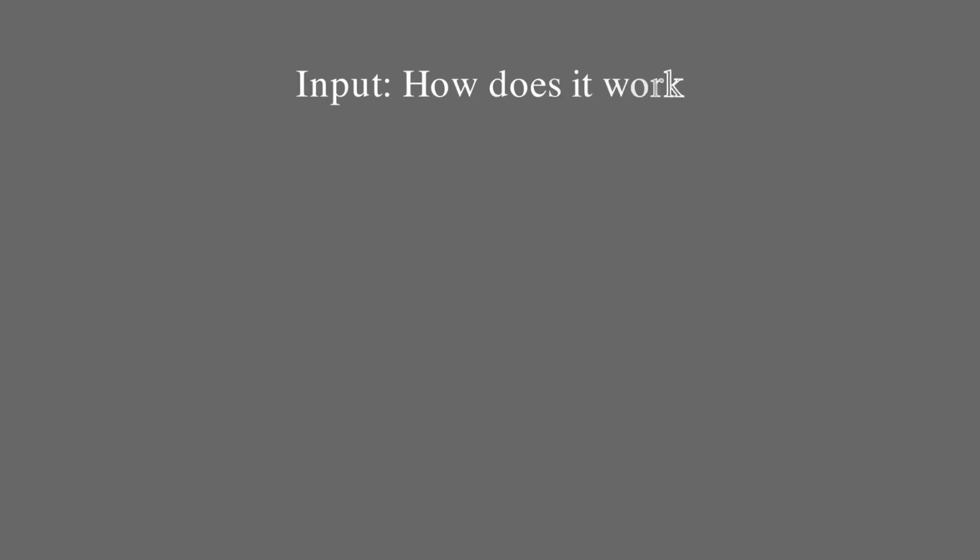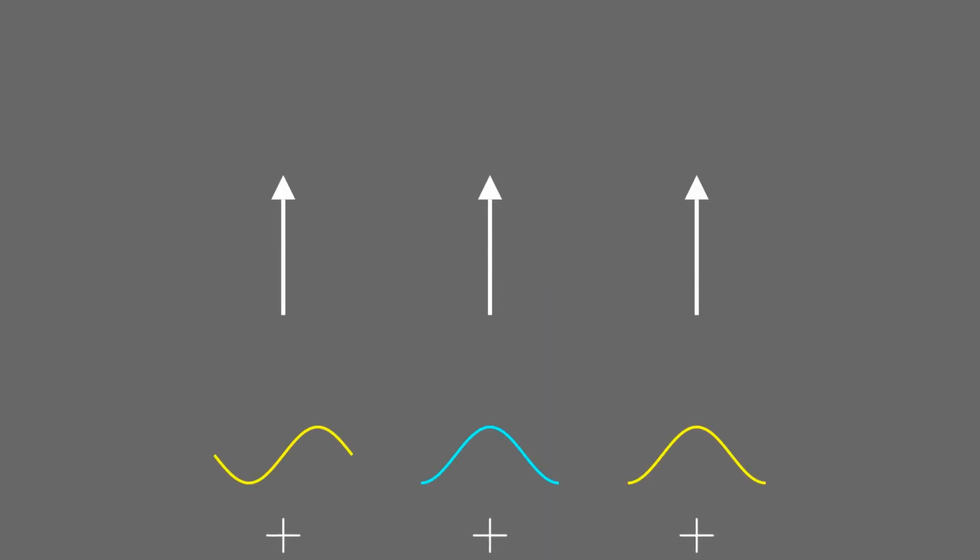First, your input text is broken into tokens like words or subwords. But since Transformers process in parallel, how does it know the word order? That is where positional encoding comes in. We add information about the position of each token.